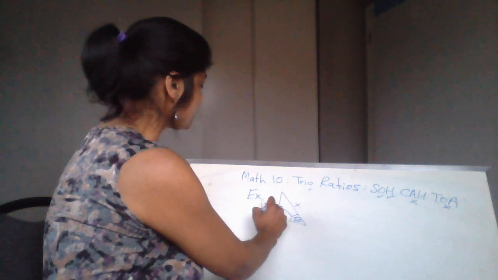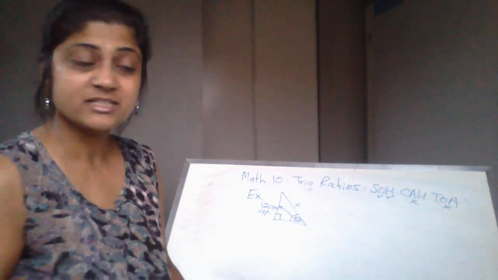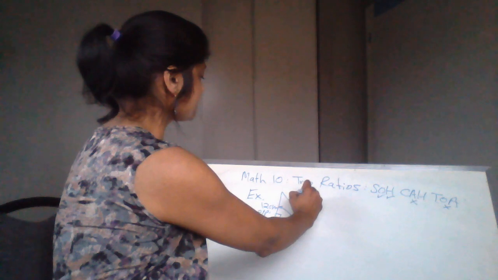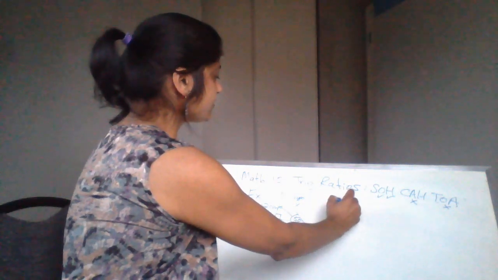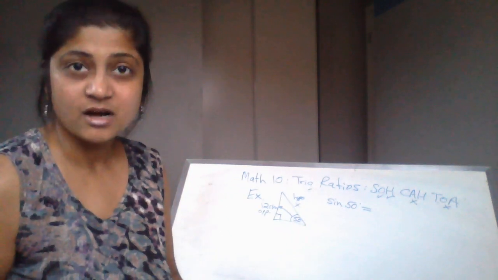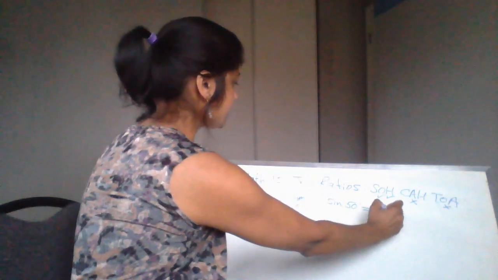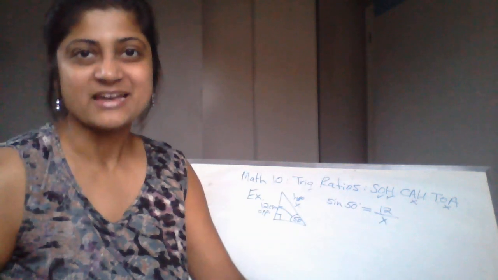Right across from the 50 degrees, this is the opposite side, okay? And across from the 90 degrees, this is the hypotenuse. So again, I have the opposite and the hypotenuse. I'm going to use the sine ratio. So sine of the degrees, so sine 50 degrees, and it equals the opposite side. So the opposite is 12 centimeters over the hypotenuse, which is x.